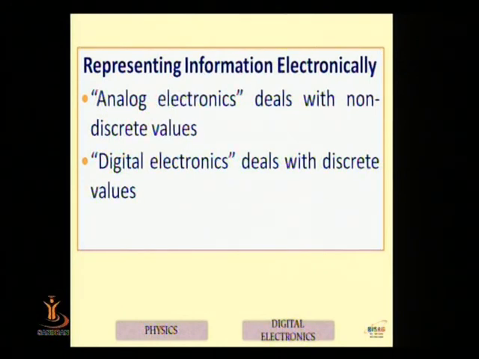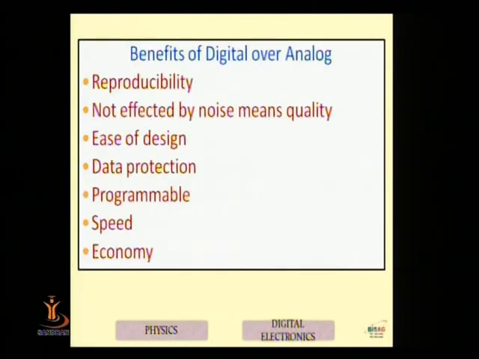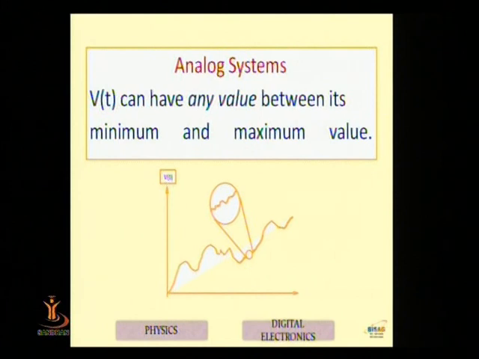Now what is the meaning of discrete value and what is the meaning of non-discrete? Discrete means you can have only two values. Discrete is not continuous. Now the benefits of digital over analog: reproducibility, not affected by noise meaning quality, ease of design, data protection, programmable, speed, and economy are the benefits of digital over analog.